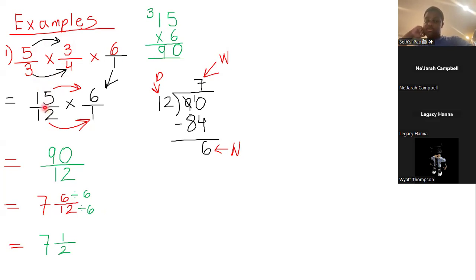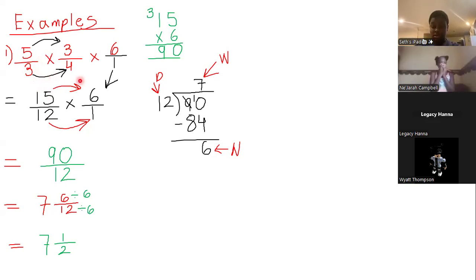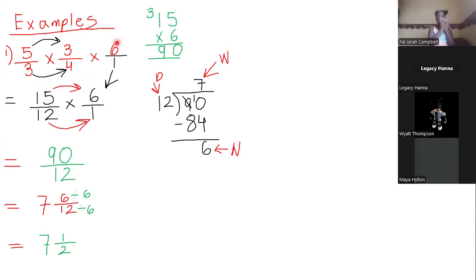We didn't divide. We multiplied the numerator and the denominator. So what do we do to get 15/12? We multiplied 5 times 3 and 3 times 4. Good. And then the 6 was here. We put the 6 over 1 and we bring it down. How did we get 90?